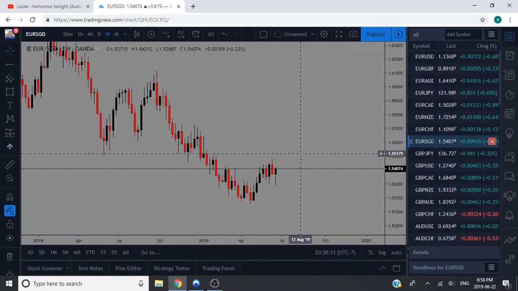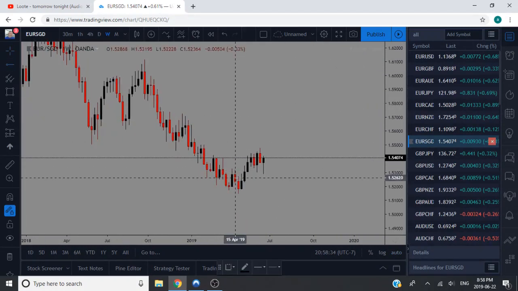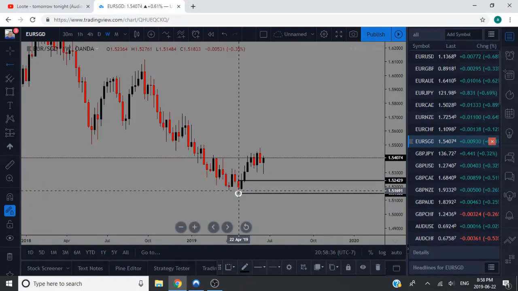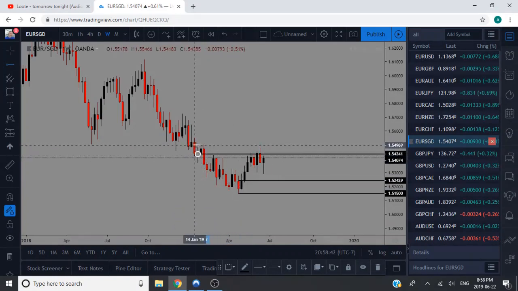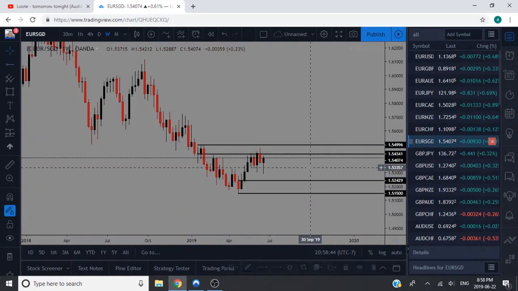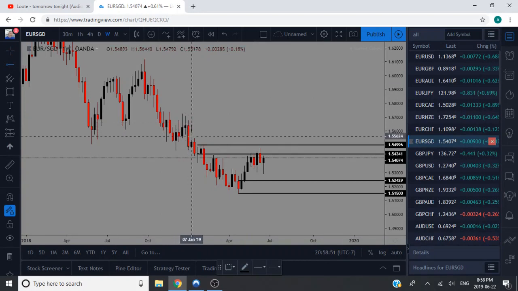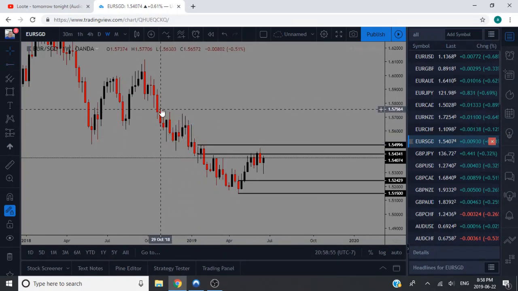Okay. Let's see. We got some demand down here. Decent. Yeah, it's okay. Nothing great. As for supply, we're currently working in that supply right now. It's been tested once, came in, tested twice. If you want fresh, I would not look up here. You can see how this wick came up and tested this supply. As for fresh, you're not going to have it till up here.